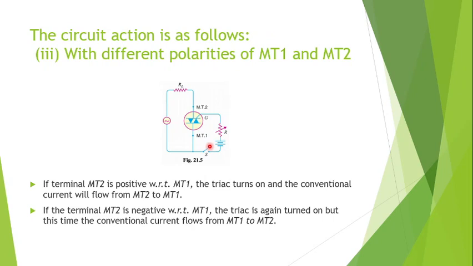What difference does the polarity make? If this terminal MT2 is positive with respect to MT1, then when the TRIAC turns on, the conventional current will flow from MT2 to MT1. And in the second case, when MT2 is negative with respect to MT1, then when the TRIAC is turned on, the conventional current will flow from MT1 to MT2. So the polarities of the terminals will determine the direction of the flow of the current.